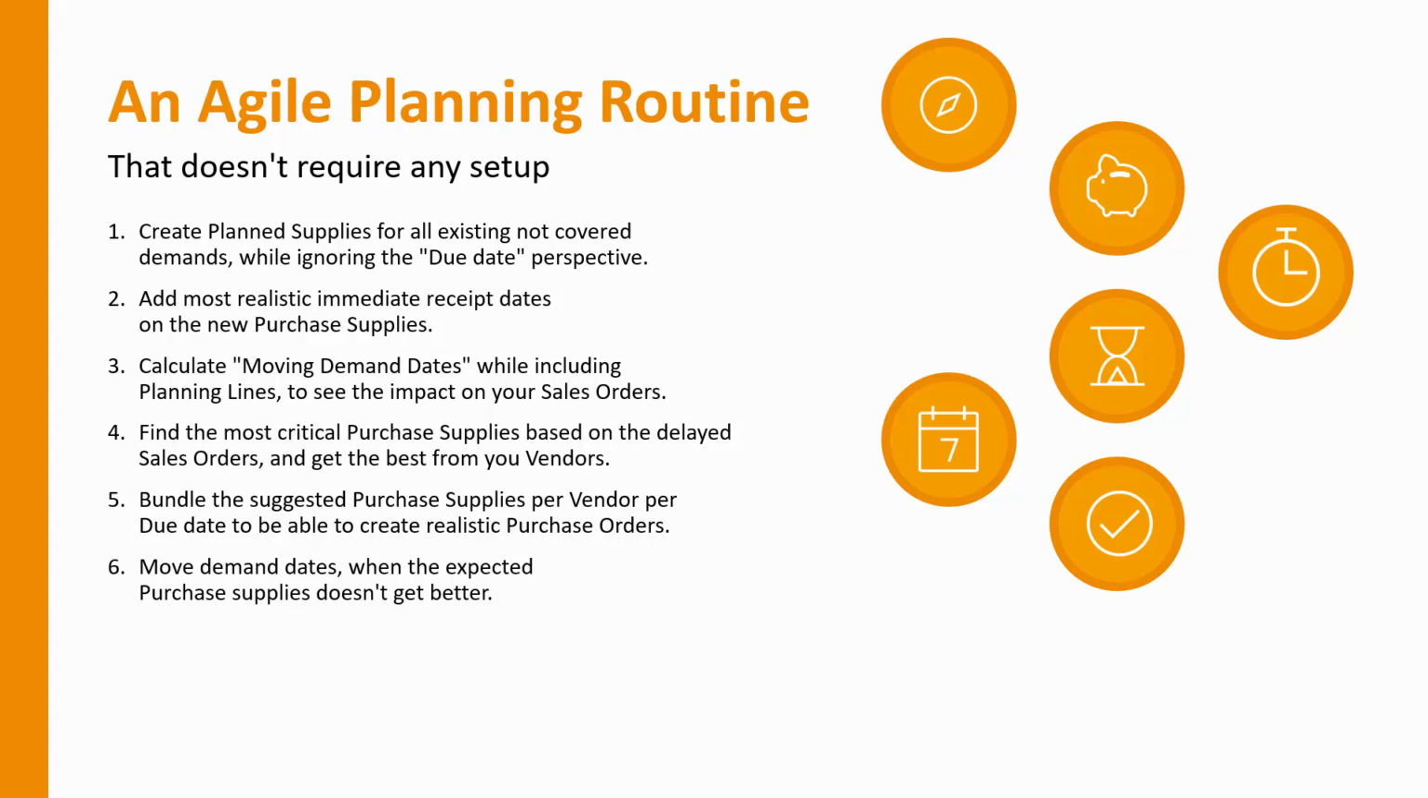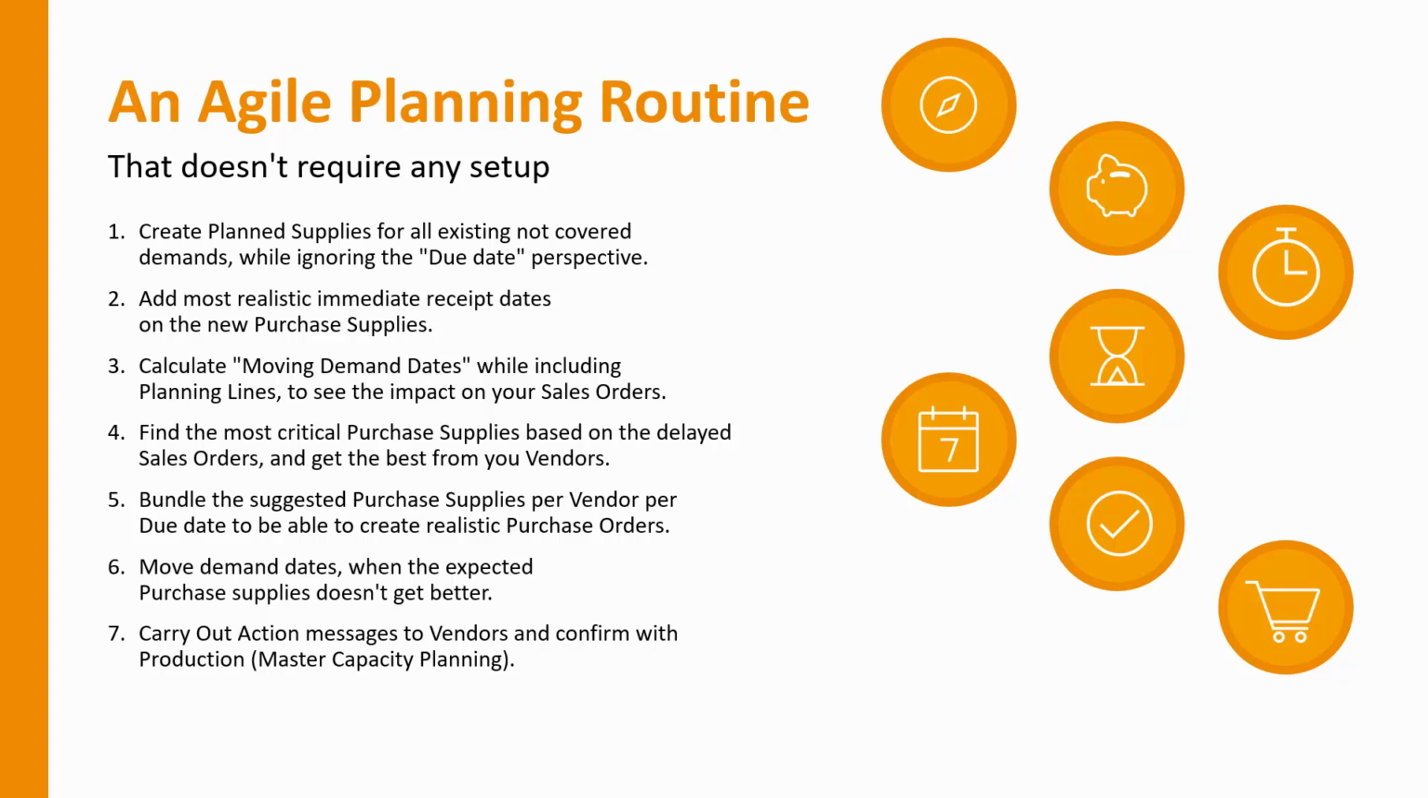Then you calculate the move demands again based on the new purchase supply dates you made in the planning journal. And you can see now what the consequences will be after changing those purchase supplies. After that, you will have a quick journal with all the suggestion lines that you actually want to make orders on, and you can carry out orders for your vendors that you suggested.